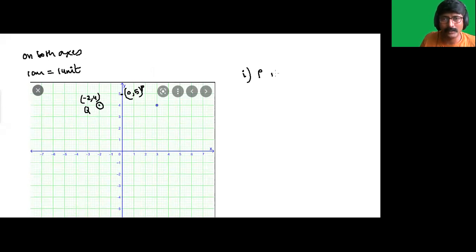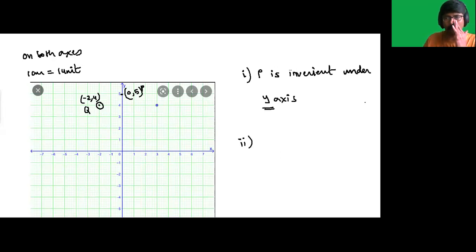Therefore, point P is invariant under what? Under the y-axis. So that is your first answer. I hope you got that. Now let's start with the second part of the question. What is the second part of the question?